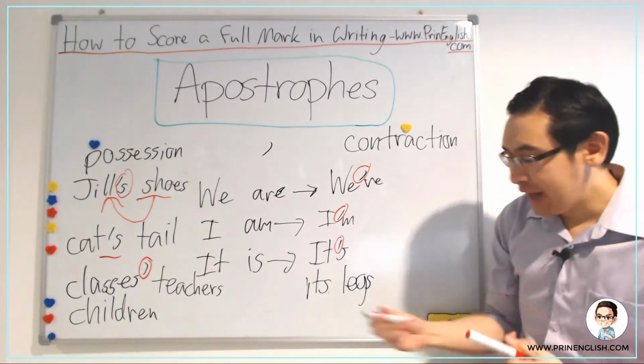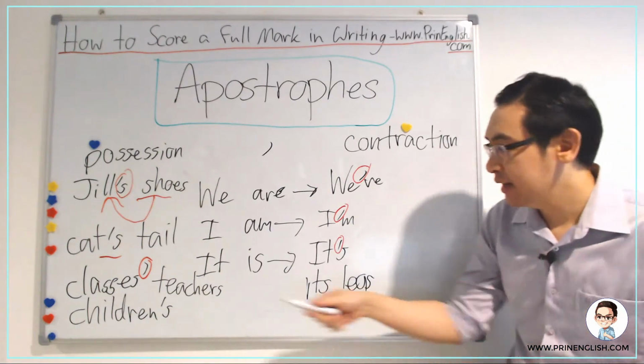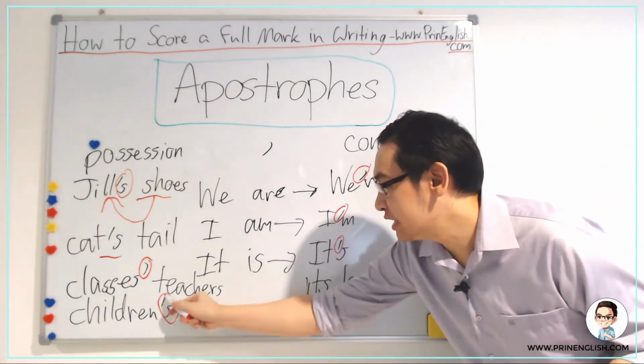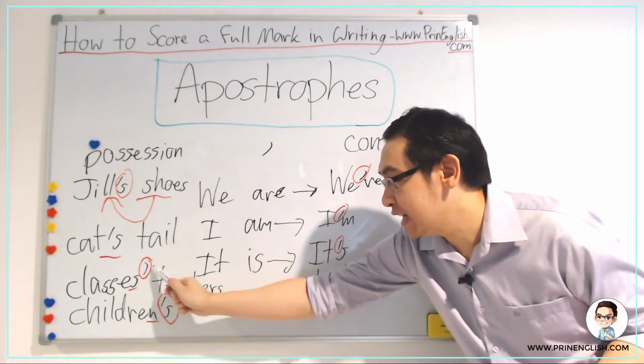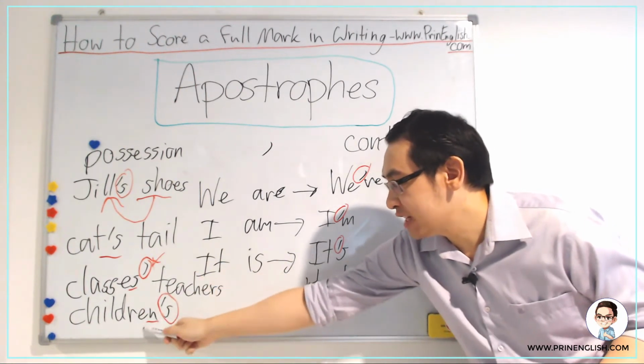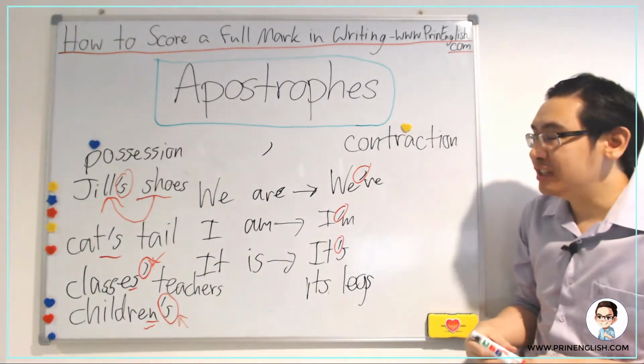In this case we add apostrophe s even though children is plural because, as you can see, it doesn't end in s. So if the plural ends in s like this, only an apostrophe is needed, but if it doesn't, you need apostrophe and s. Okay, so that's the second use.